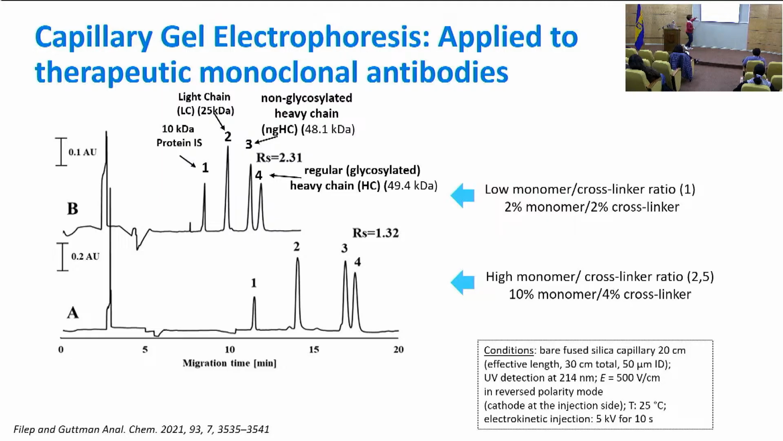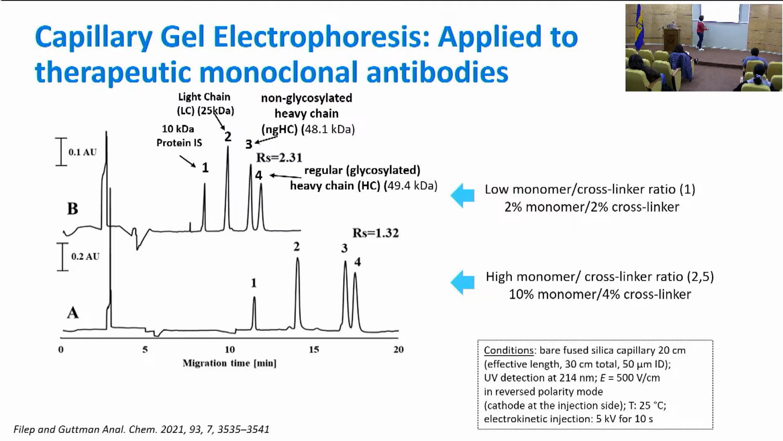And you can see here the MABs are reduced, and you can see 4 peaks: one peak for the light chain, the non-glycosylated heavy chain, and the glycosylated heavy chain. So you can see several peaks here. And you see that by modifying the gel composition, the resolution between the peaks is different.